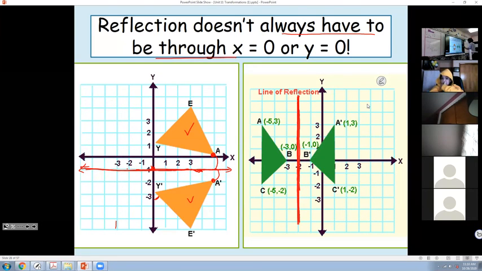Yes. And A prime is corresponding to A. How many units away? 1, 2, 3. How about this one? 1, 2, 3. You see this? This is 3 units. This one goes 3 units. And this is the mirror line.